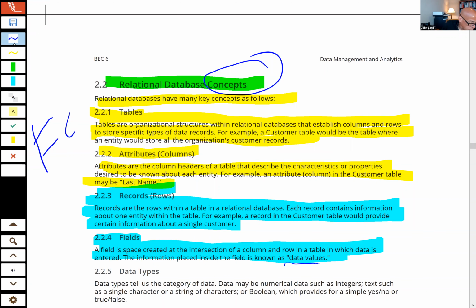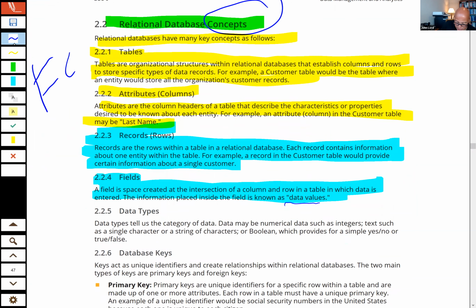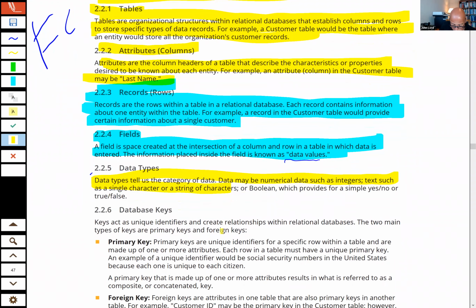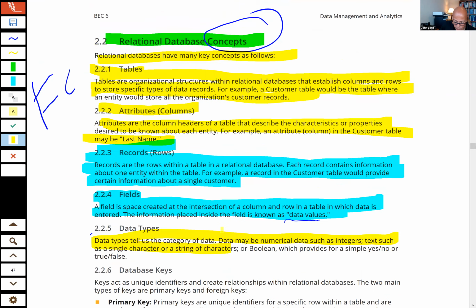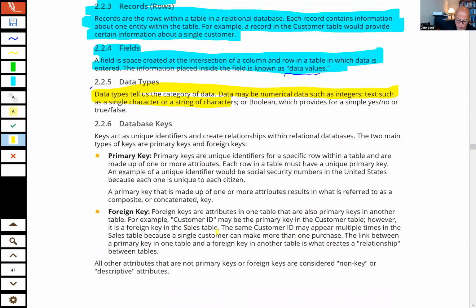Okay, and then we have data types, and data types tell us the category of data. It could be numerical, it could be alphabetical, so we can see that could be a string of characters, etc. Okay, all right. So flashcard those concepts, and then, for the relational databases, let's start to get some more definitions here, which are also going to be flashcarded.